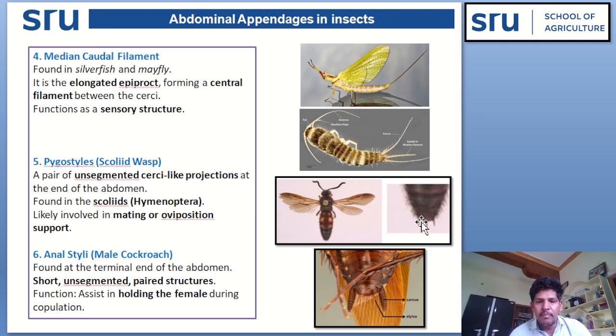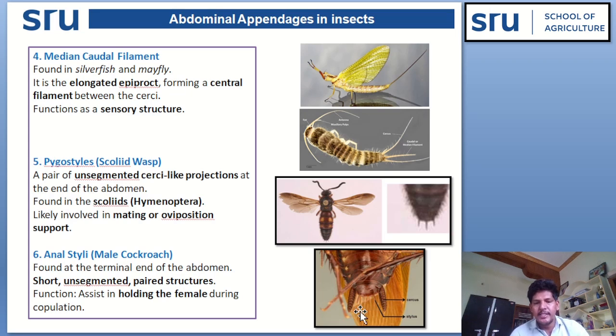Next is the pygostyle, which is there in the scoliid wasp, a pair of unsegmented cerci-like structures at the end of the abdomen. They are involved in mating or oviposition support.